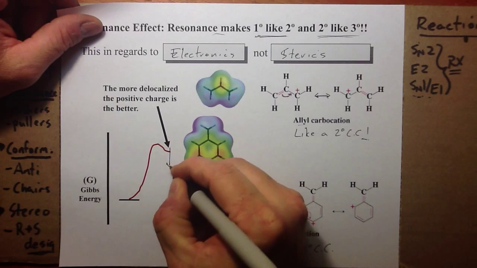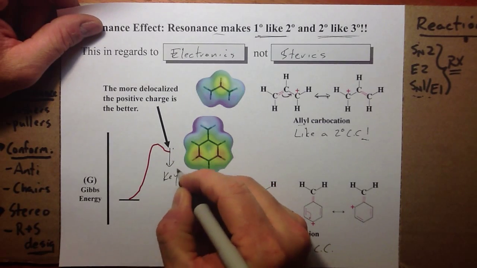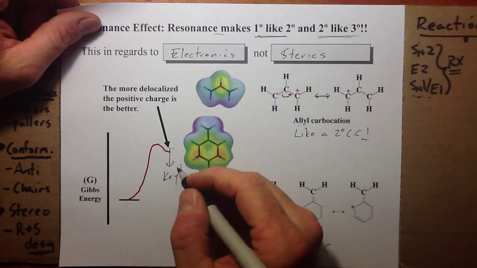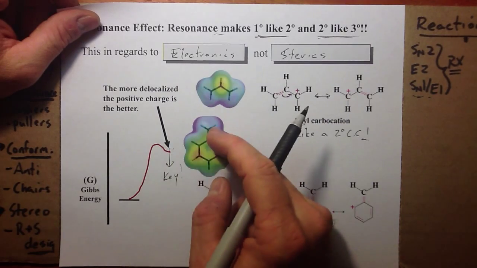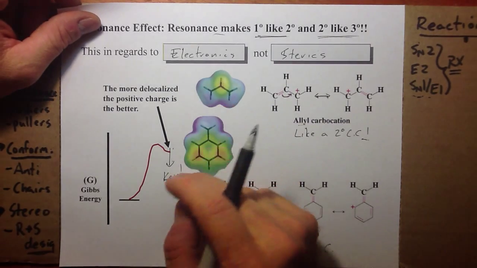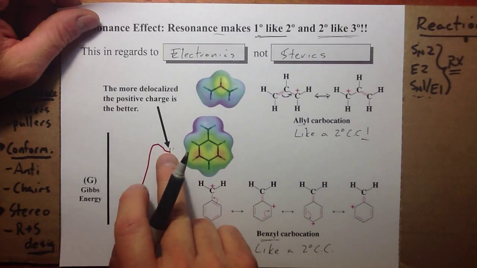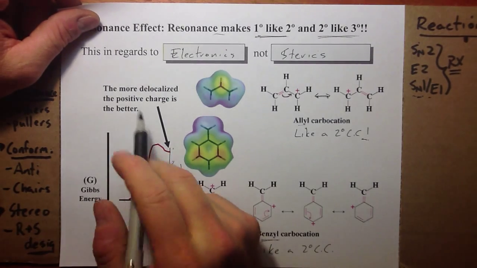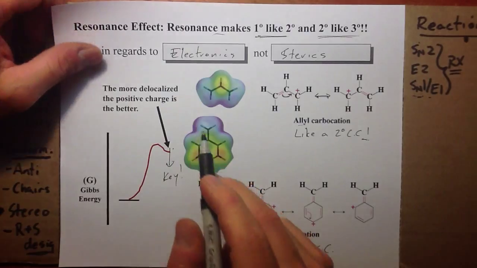So everything we can do to drive down this carbocation's energy, whether it be solvent effect, resonance, or increased inductive effects, we're stabilizing the positive charge. The more stable, the more delocalized the positive charge, the faster the SN1 E1 reaction.